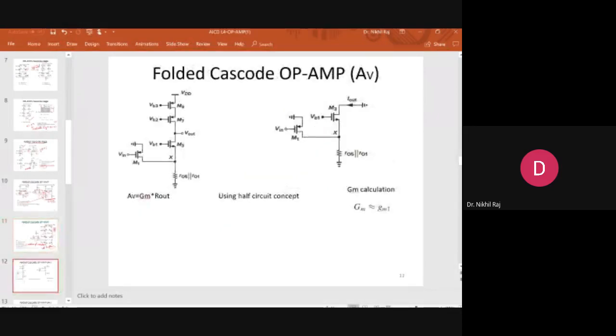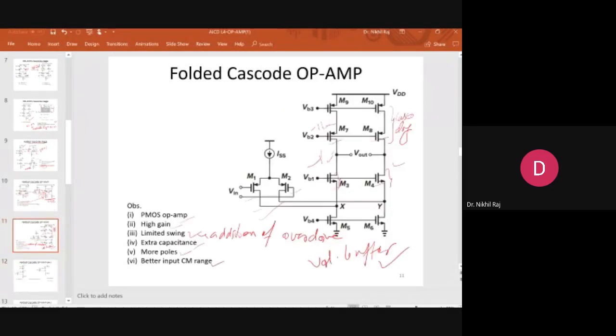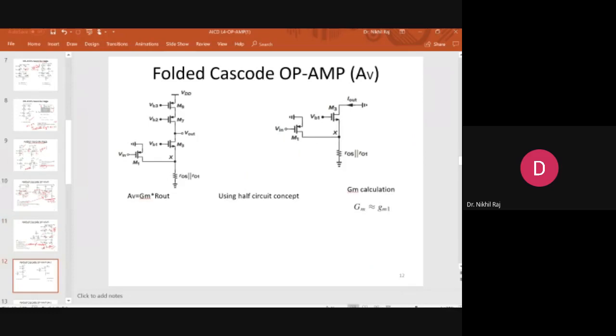Now here is the calculation of gain. Suppose I am dealing with this architecture to apply in a voltage buffer or some other application, how will we calculate the gain? If we are considering the circuit to be perfectly matched, then we can use the half circuit concept. What does half circuit concept mean? Divide the circuit into two parts. As you can see in the architecture, it is divided in two parts. So this is the half part here.